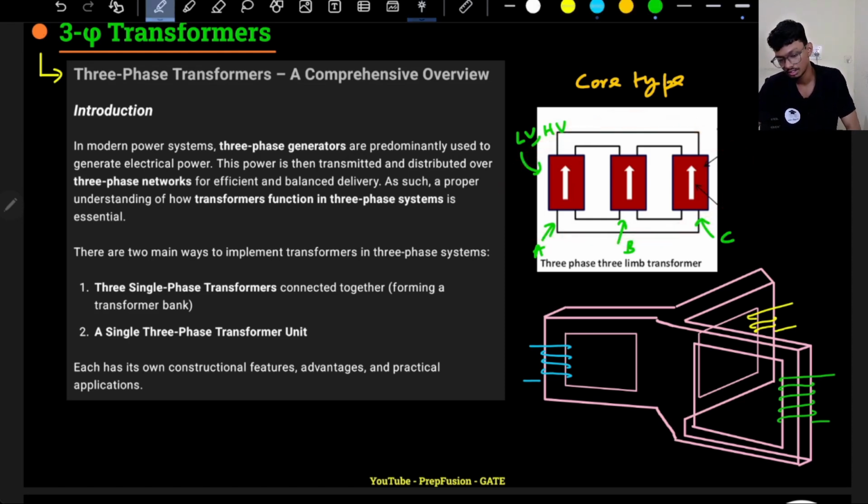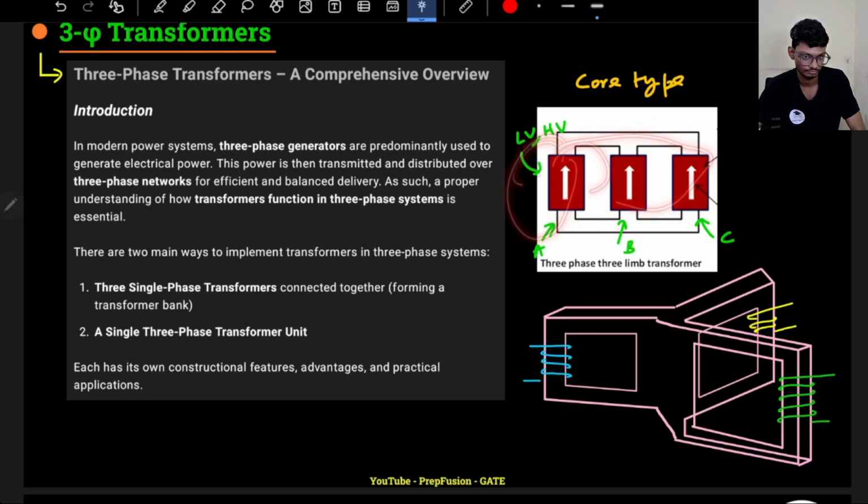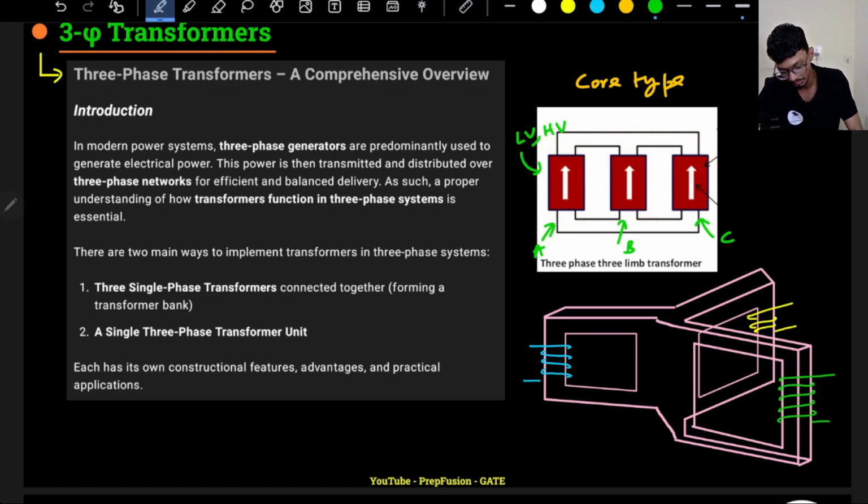The problem is the reluctance is different. If you see this winding, the flux will flow from here and here, and for this winding, the flux will flow from here and here. So actually it is not the same reluctance path. So what can be the problem? There can be a bit of leakage reactance that will not go through the core. So the problem in the core type transformer is that the reluctance is different.